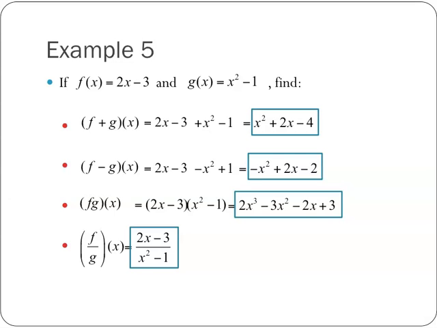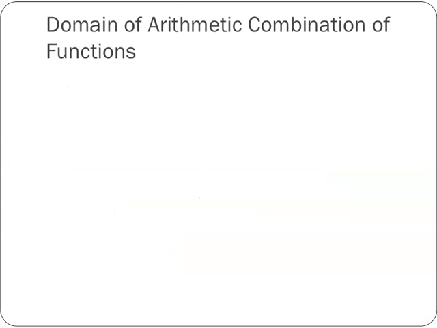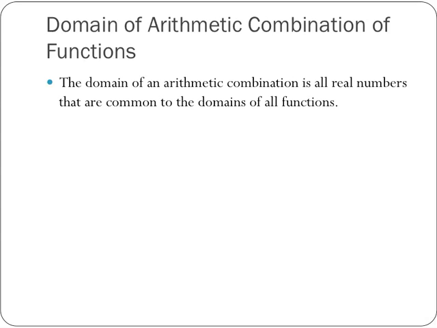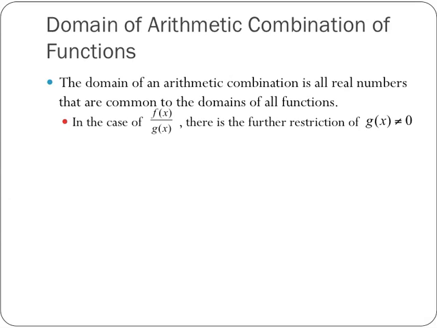Alright, so as we talk about arithmetic combinations of functions, we also want to talk about the domain when it comes to combining functions. So the domain of an arithmetic combination is all real numbers that are common to the domains of all functions. The one combination where we do have one additional restriction is if you are dividing two functions. So in the case of f of x divided by g of x, there is the one further restriction where g of x cannot equal 0.